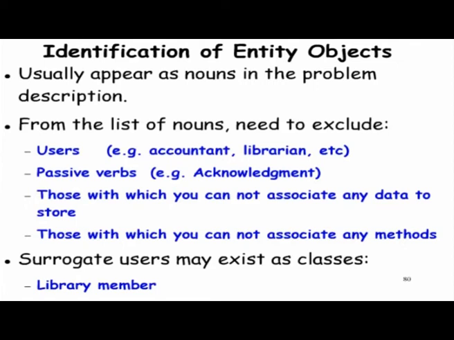We saw that boundary objects and controller objects are really mechanically and very simply identified. But what about entity objects? Entity objects are not that straightforward. These actually have to be identified from the text description.